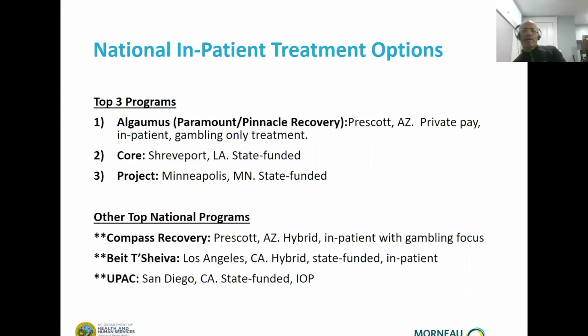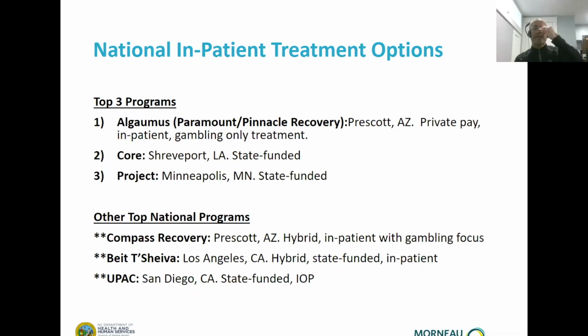Then you have CORE in Shreveport, Louisiana. In Minneapolis, Minnesota, you have Project. Those both are state funded. A couple of hybrid ones on the West Coast. Compass Recovery, again in Prescott, is a hybrid. Hybrid means they treat substance addiction as well, but there's a gambling focus. Bathsheba in LA is a great one.